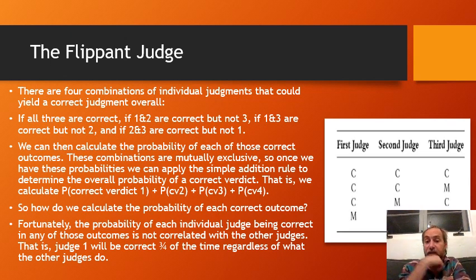Fortunately, we can use the simple multiplication rule because the first judge's judgment is not correlated with the second or the third. They're all making the judgment independently. So we know that judge one will be correct three-quarters of the time. The probability of a correct verdict from judge one will be 0.75, and that'll be that way every time. It has nothing to do with what the other two judges do. So those outcomes are not correlated, so we can use the simple multiplication rule.